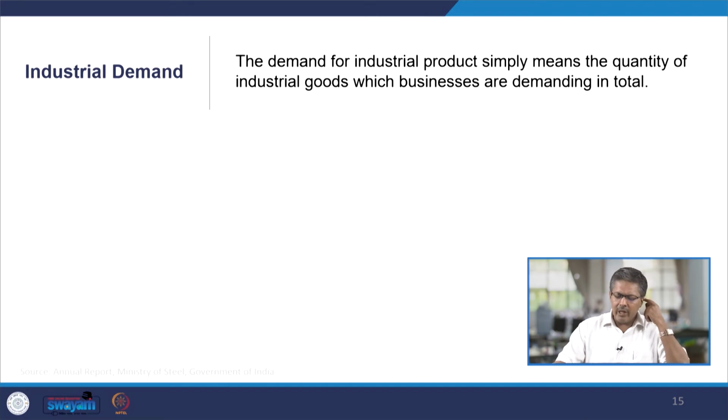So, many a time, even in terms of economics, there is a concept where governments try to put in their money, so that investment can grow or production can grow, right. They believe that the more the production, the more the consumption, and automatically the economy will become healthier, right. So, for example, the demand for industrial products simply means the quantity of industrial goods which businesses are demanding in all products.